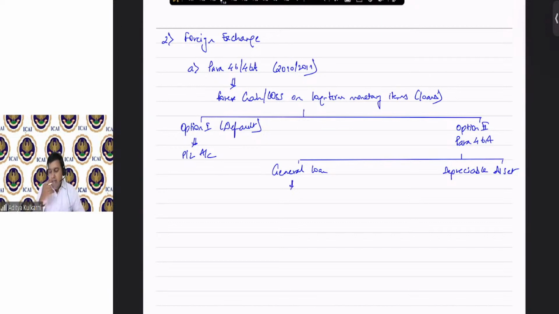no asset was acquired, it was a normal loan that was taken, then the forex fluctuations that happened around that time, you would accumulate the forex gain or losses in a special account, which is FCMITDA.